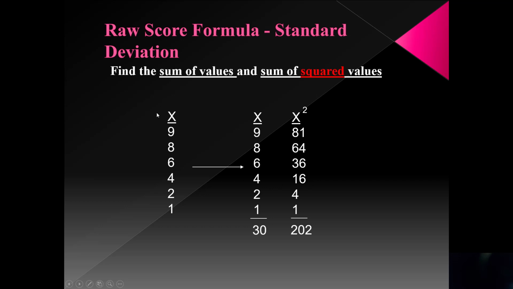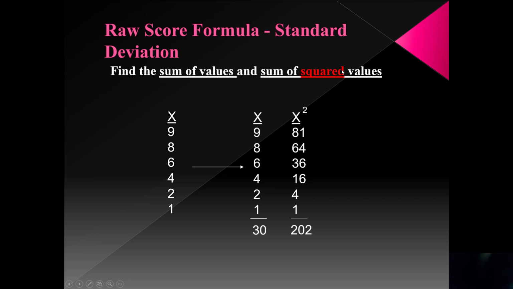So here we go. See this column of numbers? That's what you're going to look at when you see a standard deviation problem. The first thing you're going to have to do is find the sum of this column of numbers and the sum of the squared values. This is important: think of it as the sum of squared values. I'm going to take this original column of numbers, square each number, and then add that column.